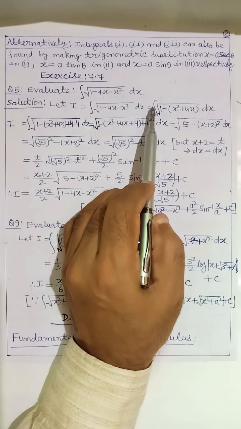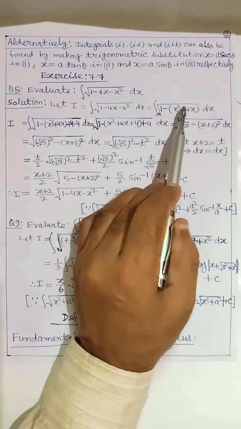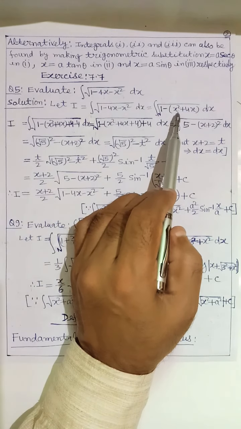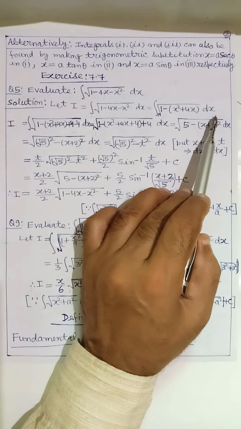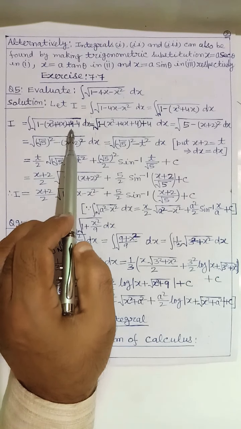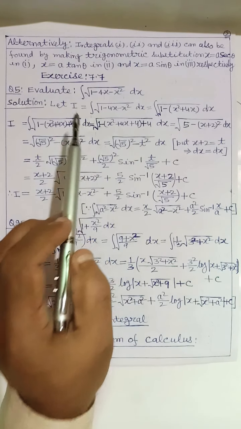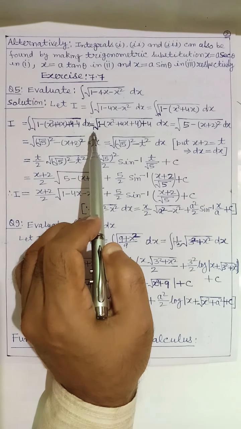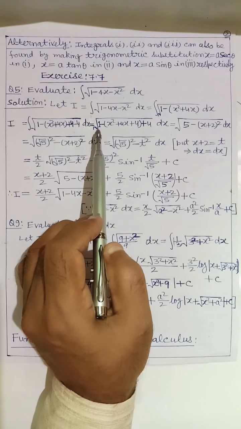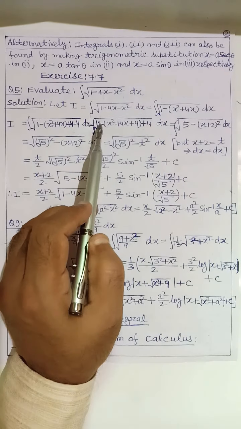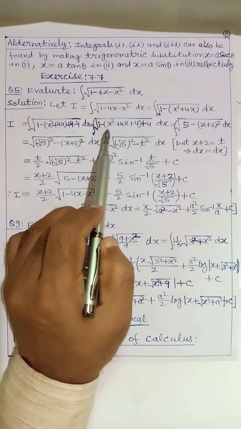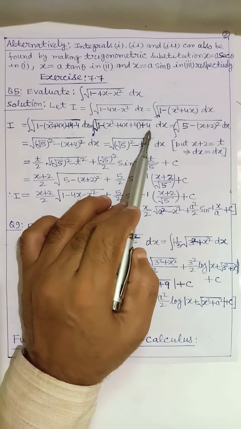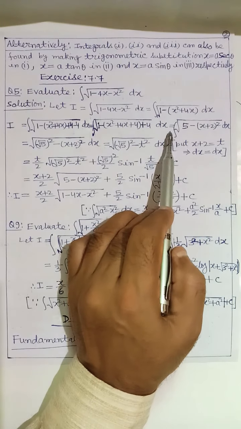Here this is equal to integral of square root of 1 minus (x square plus 4x) dx. Dear students, we add 4 and subtract 4 also. So we can write here in this way, integral of square root of 1 minus x square plus 4x plus 4, and plus 4, dx.